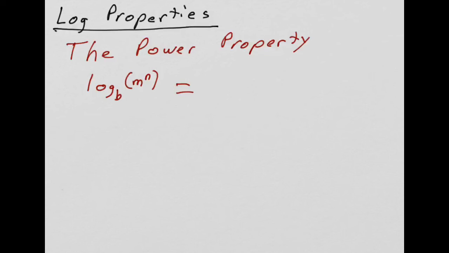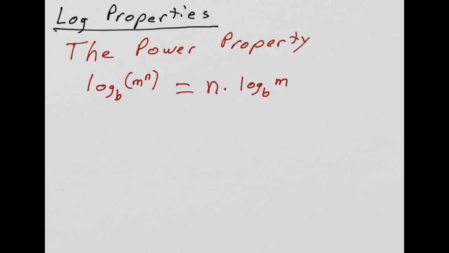So what this property tells us is that log base b of m to the n is equal to n times log base b of m. So what was our exponent up here is now available to us to solve. And we'll be using this when we're solving equations.